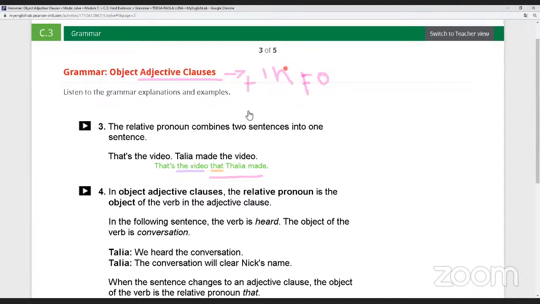Yes, miss. Okay, so let's listen to the audio and let's check if this is okay.